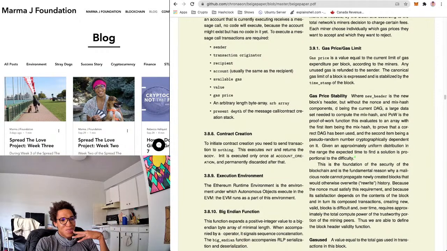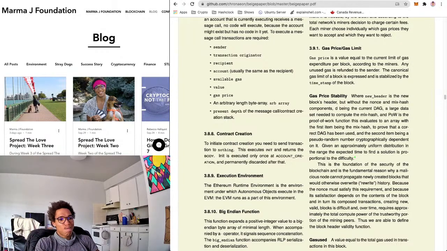Gas price stability. Where new header is the new block's header, but without the nonce and mix hash component, D being the current DAG. A large data set is needed to compute the mix hash. Proof of work is a function that evaluates to an array with the first term being the mix hash to prove that the correct DAG is being used, and the second item being a pseudorandom number cryptographically dependent on it. Given an approximately uniform distribution in the range, the expected time to find a solution is proportional to the difficulty.